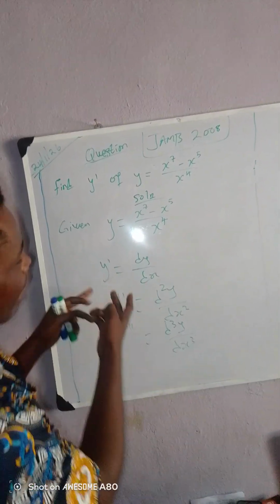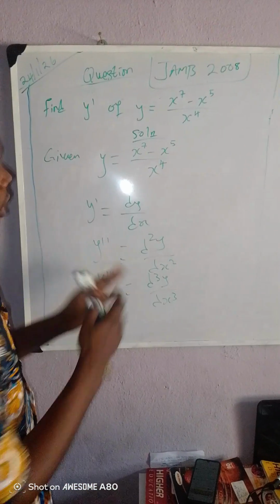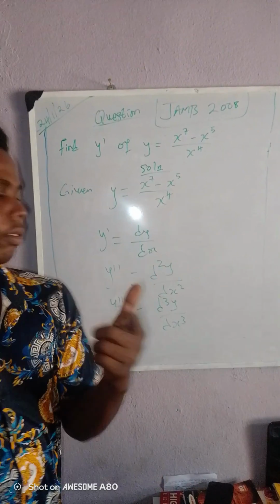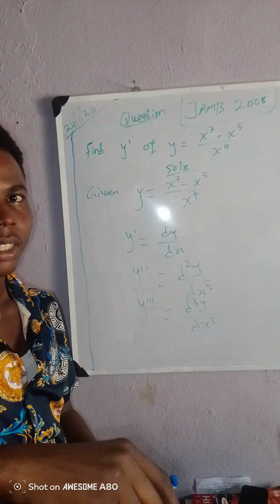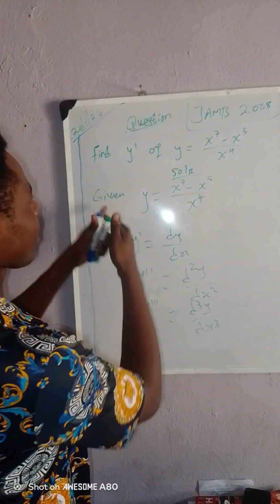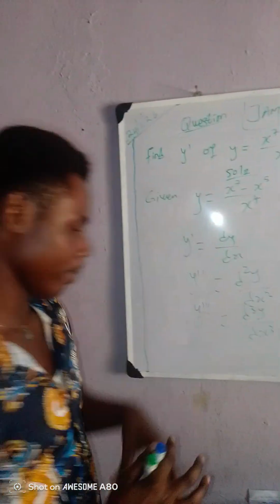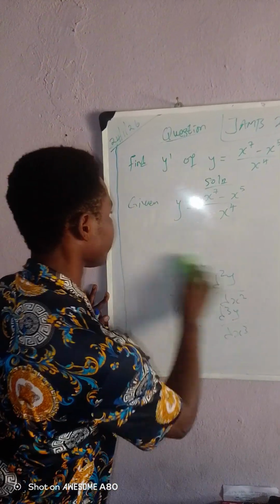And anytime you see y double prime, it means the second derivative. They are telling you that if you differentiate the first time, differentiate again. But here, you differentiate only once.